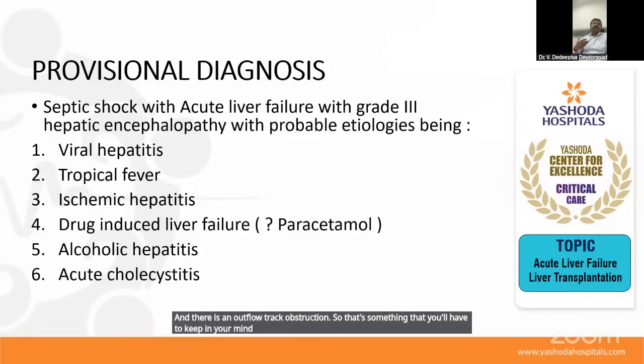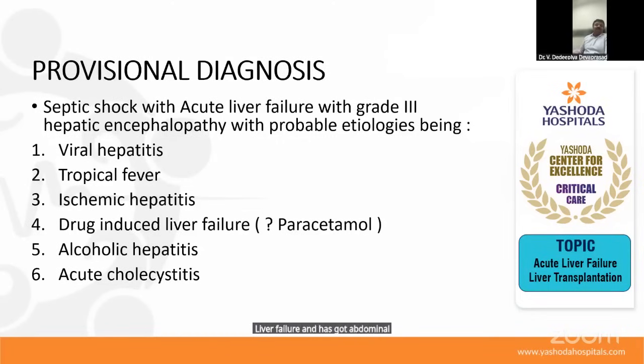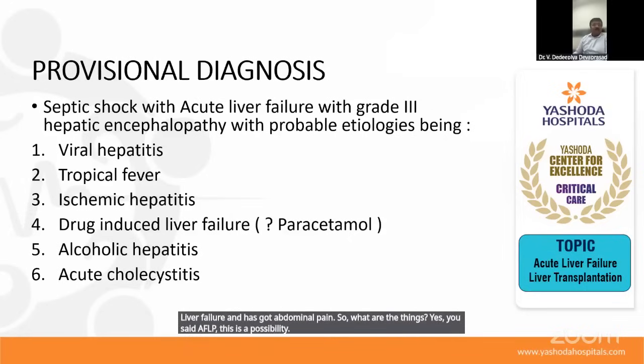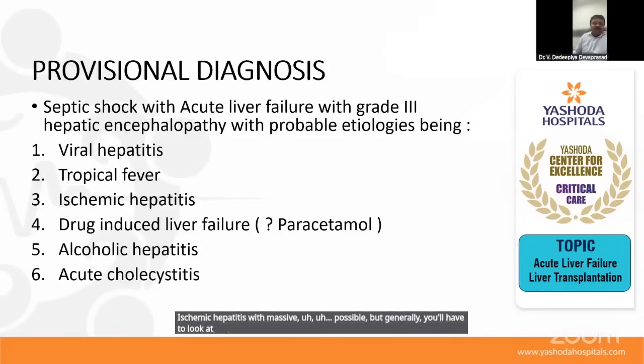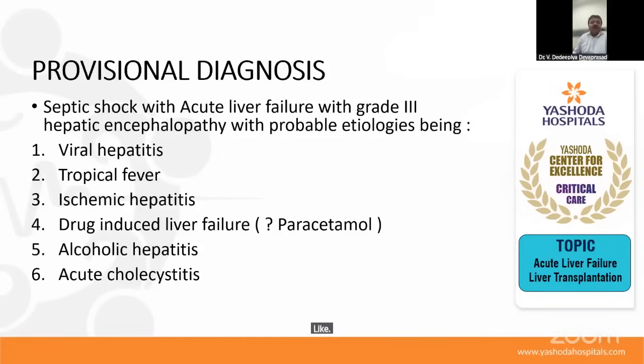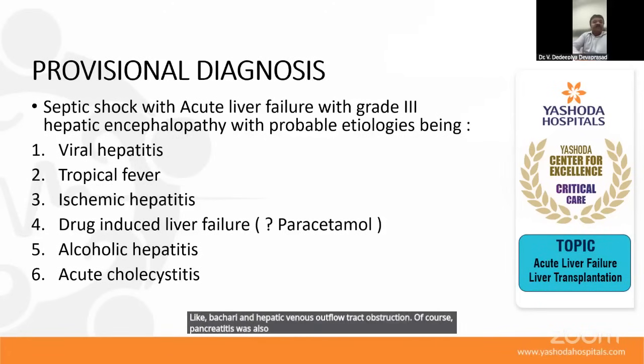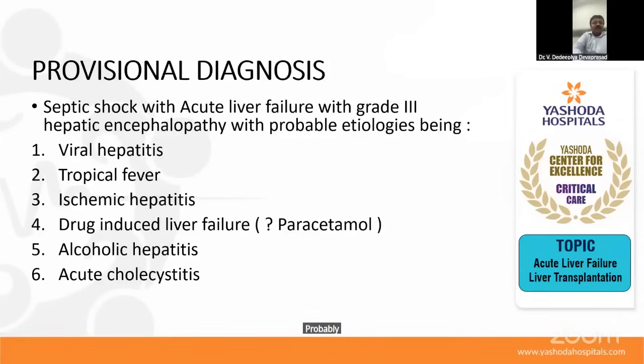So if someone presents with acute liver failure and has abdominal pain, what are the things? You said AFLP is a possibility. Ischemic hepatitis with massive necrosis is possible, but generally you'll have to look at stretching of the capsule in these patients, like Budd-Chiari and hepatic venous outflow tract obstruction. Of course, pancreatitis was also mentioned. So these are some of the differential diagnoses that you should keep in mind.